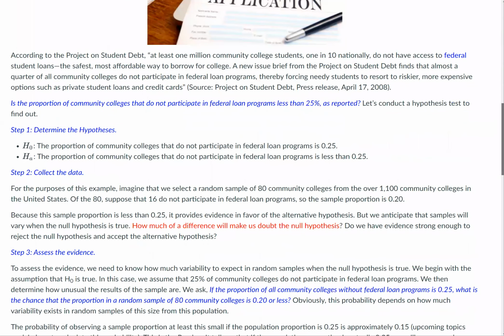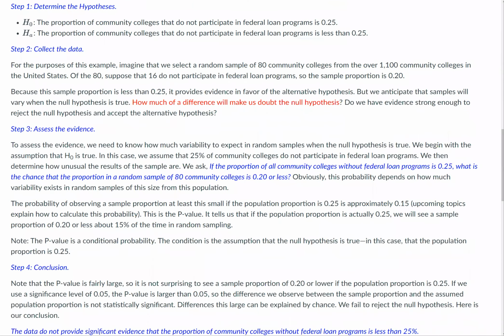So, okay, let's first start by just stating what the null hypothesis is and the alternative hypothesis. The null hypothesis would be the proportion of community colleges that do not participate in federal student loan programs is 0.25. The alternative hypothesis would be the proportion of community colleges that do not participate in federal student loan programs is less than 0.25, because that was part of the statement.